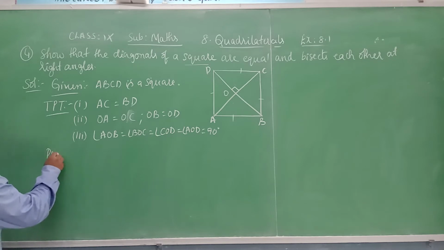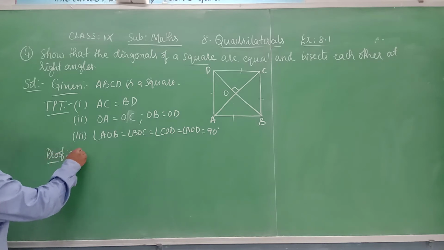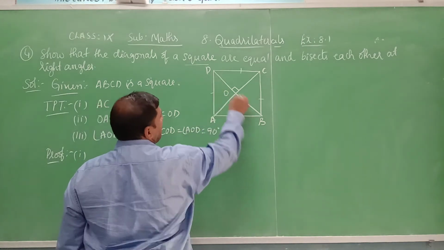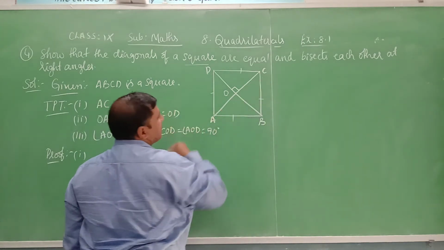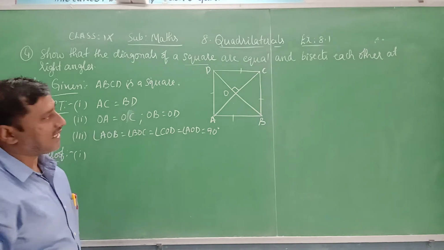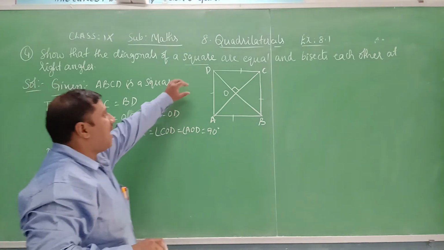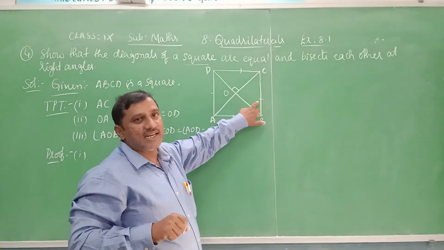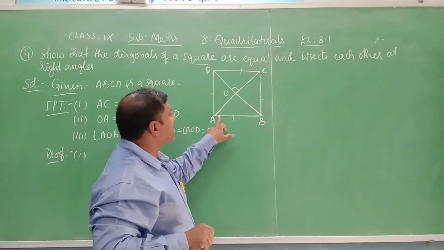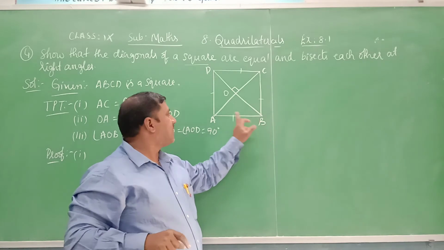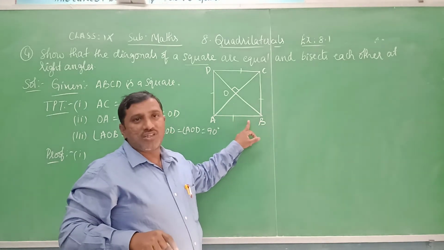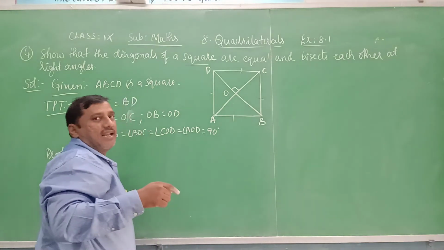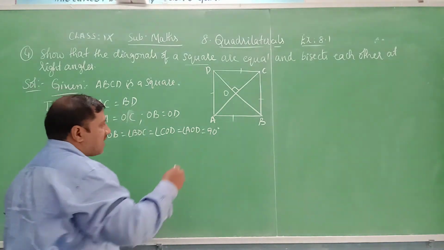So how do we prove? First one, to prove that, consider the two adjacent triangles, triangle ABD and triangle ABC. These two triangles if we consider, we know AD is equal to BC because in a square all the sides are equal, and angle A is equal to angle B, 90 degrees. AB is the common side for both the triangles. Therefore, by SAS congruency, the two triangles are congruent triangles.